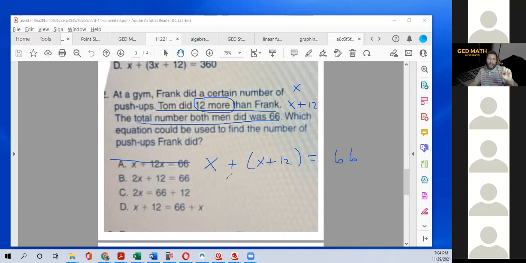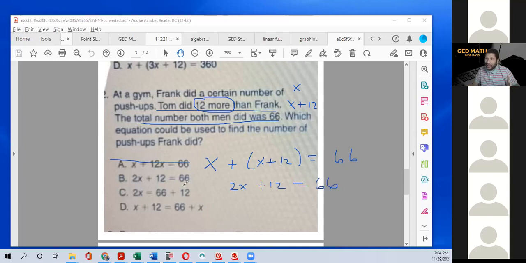So they wanted to see if you got this right. Remember that previous problem, they didn't simplify it, which I was surprised. Here, we've got to simplify. What's X plus X? 2x. So 2x plus 12 equals 66.